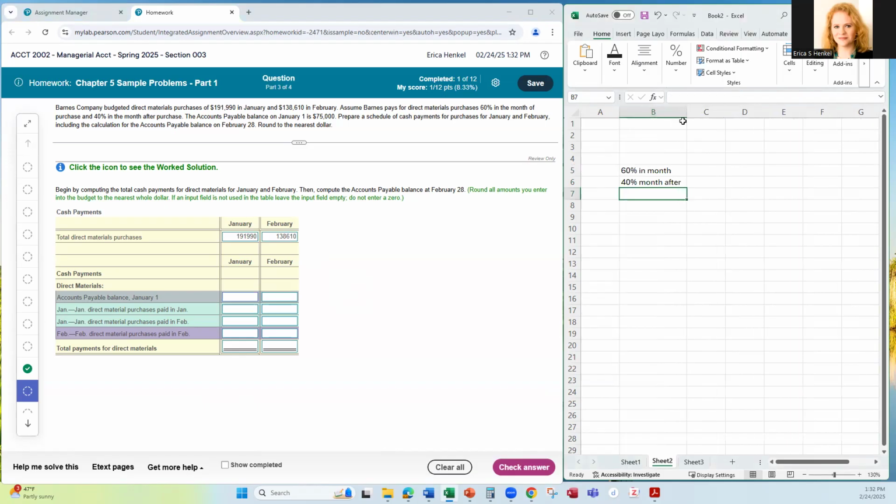Okay, so for January, we purchased 191,990, and of that, 60% is that amount, and then 40% is that amount. All right. And if we highlight those, look at the bottom. Yep, we got the total correct. And same thing here for February. We're going to figure out our 60% and our 40%.